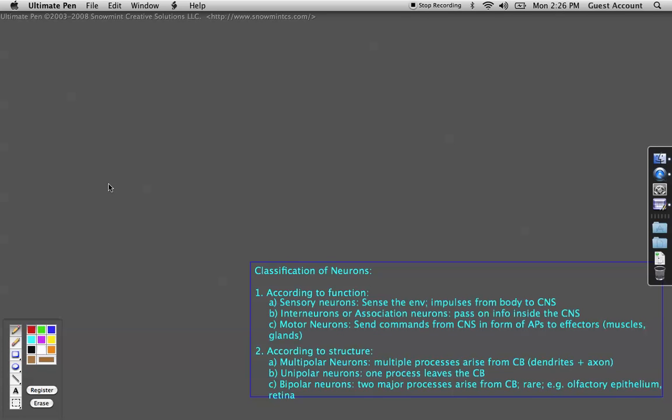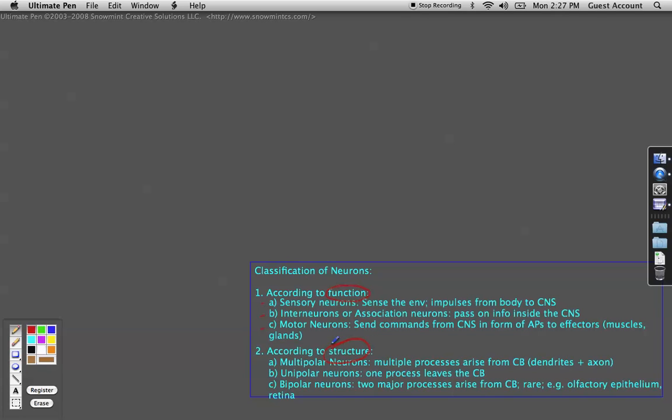I'd like to go over the classification system of neurons with the help of a little chart I have created at the bottom here, and then more importantly with a diagram that I'll draw in just a little bit. But let's review the fact that neurons can be classified according to function and structure. If we focus on function, we have three types of neurons: sensory neurons, interneurons or association neurons as they're also called, and motor neurons.